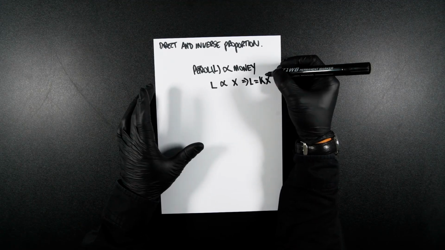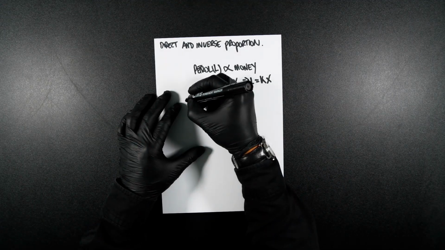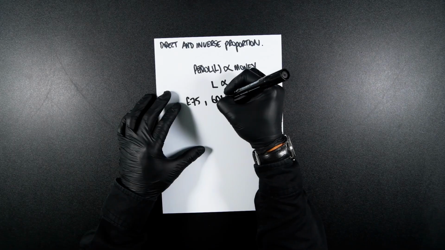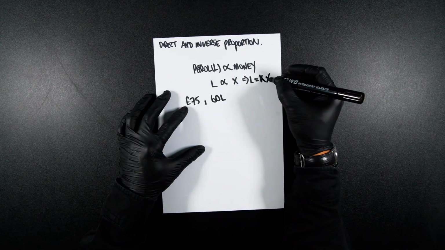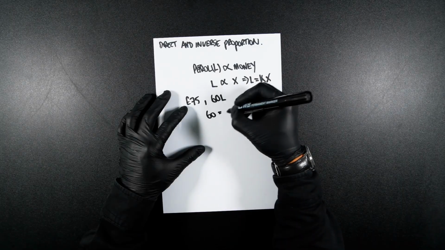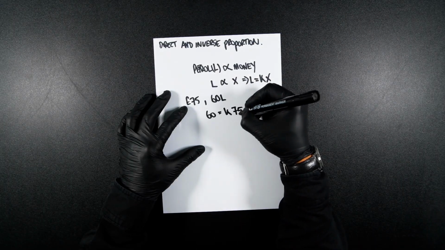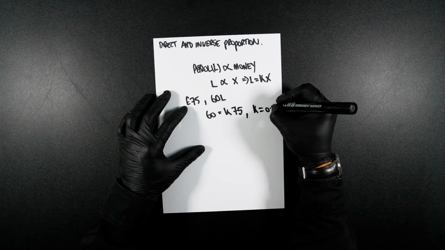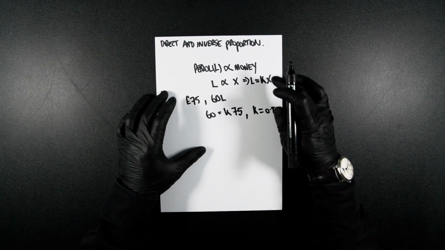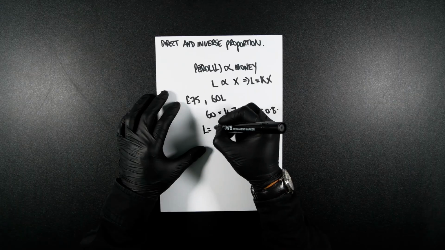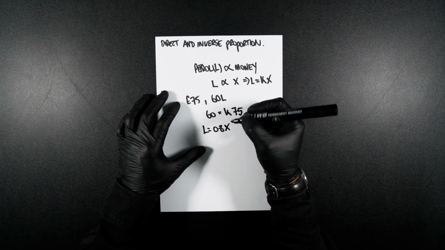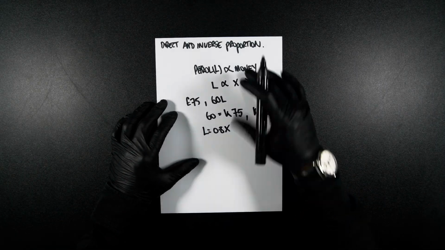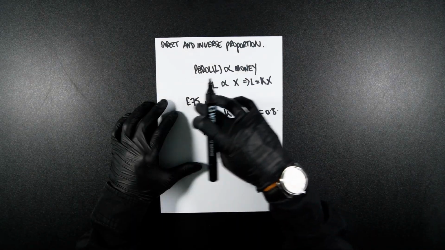K is the constant. So for example, let's say I spend £75 on 60 litres of petrol. If we plug this in here, you're going to get 60 equals K times 75. If we now rearrange this, K is going to equal 0.8. We take this K value and plug it back in here, so you get L equals 0.8x.